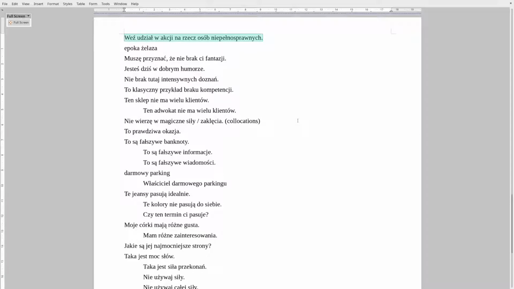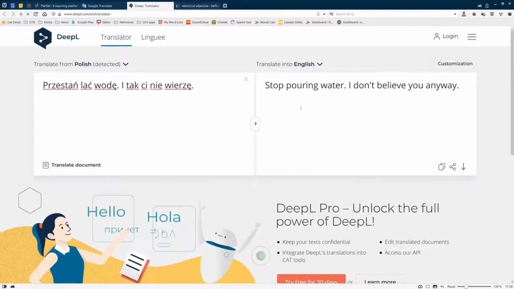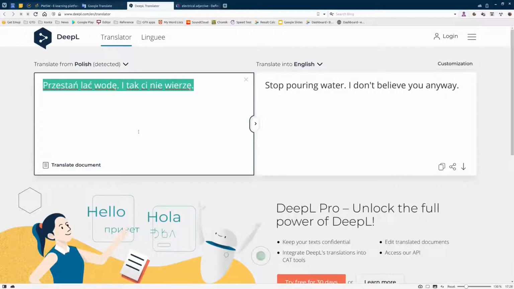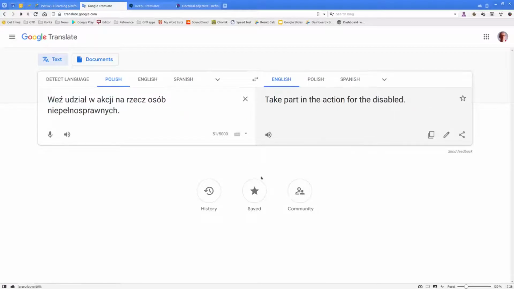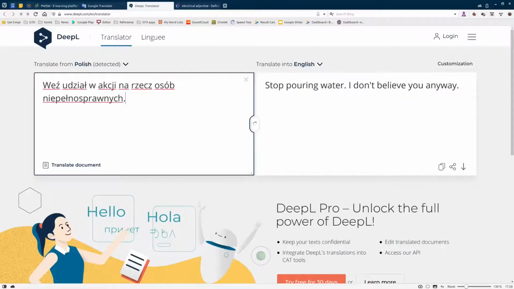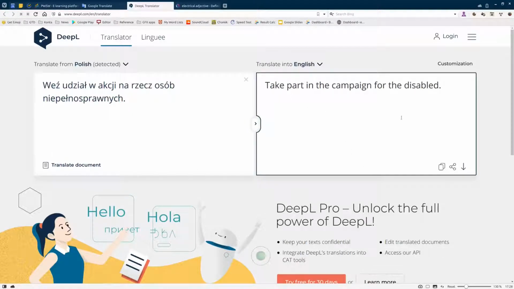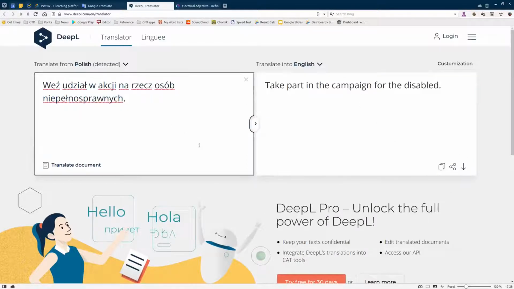Weź udział w akcji na rzecz osób niepełnosprawnych. So we have this word akcja. Let's start with Google. Take part in the action for the disabled. So you can see that this is not translated correctly. However, DeepL gives us a correct translation, right? So you can see that in this case, it's superior.